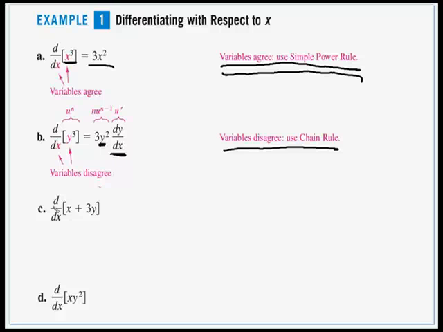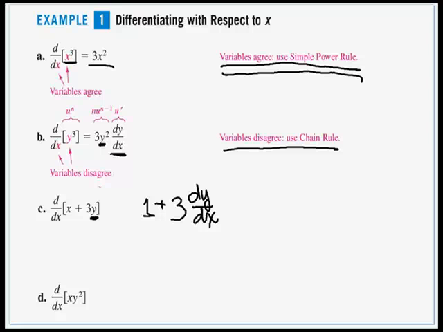Let's look at letter C here. Derivative with respect to x of, now we have two terms, x plus 3y. Well, the derivative of the first term, that's in terms of x, and the derivative of x to the first is 1. And then we have plus 3y. The variables do not agree now. X and y are different, so we derive this as we would if it was x. What's the derivative of 3x? Well, that's just 3. And now by the chain rule, y is always our inner function. What is the derivative of y? dy dx. Or you could use y prime.